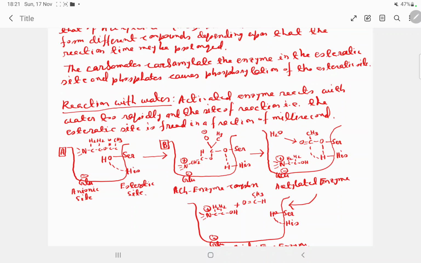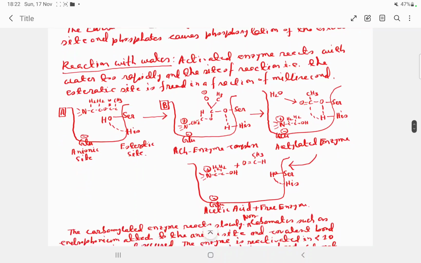So this is the reaction of the acetylcholine with the enzyme. So basically acetylcholine acts at the esteratic site. This is the complex between the enzyme and acetylcholine, and this is the acetylated enzyme. Here S is the serine residue, His means histidine amino acid, and Glu is glutamic acid. So this is the freed enzyme with the acetic acid.